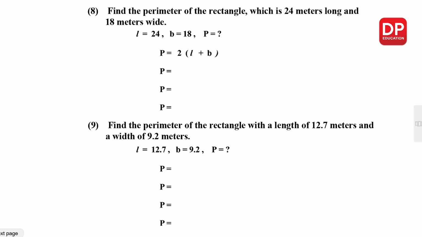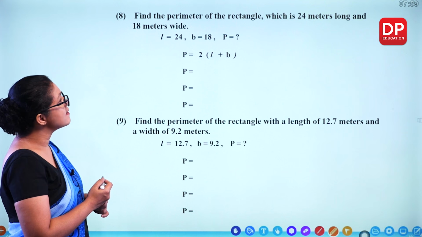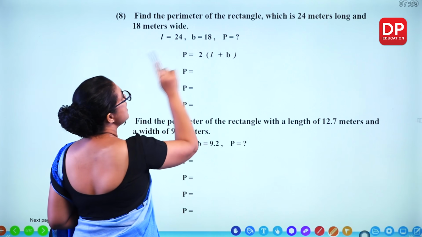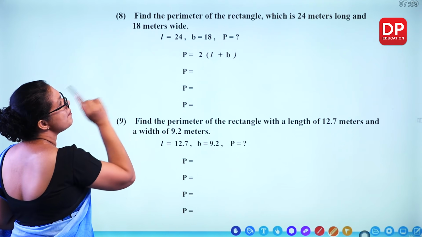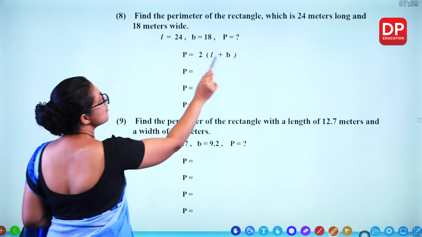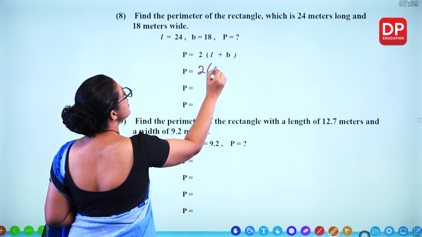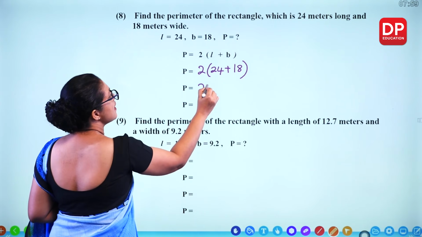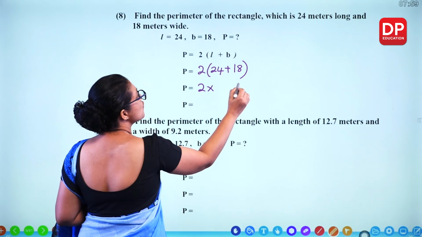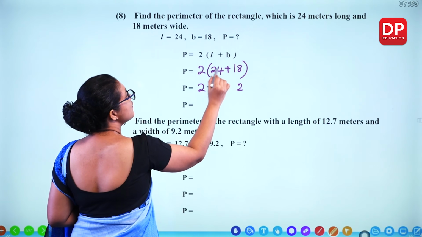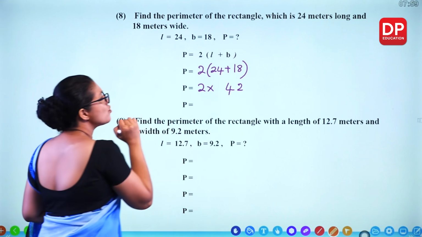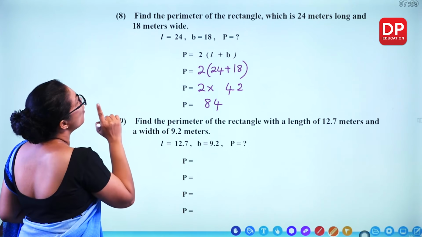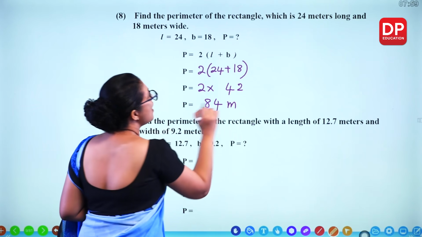Find the perimeter of the rectangle which is 24 meters long and 18 meters wide. 24 is L, breadth is 18, and the perimeter you need to find. You can use the formula. Now substitute 24 plus 18. Add these two, 8 plus 4, 12, 1 remaining, 3 plus 1, 4. 2 times 42 is 84. What's the unit? Meters.